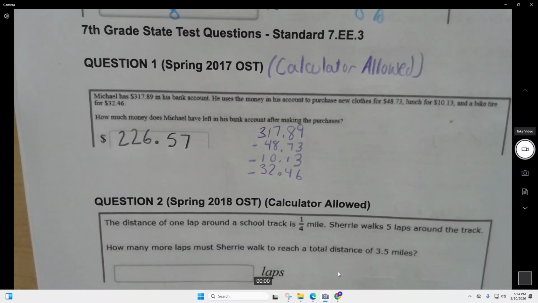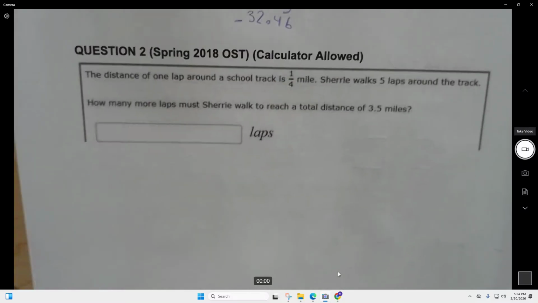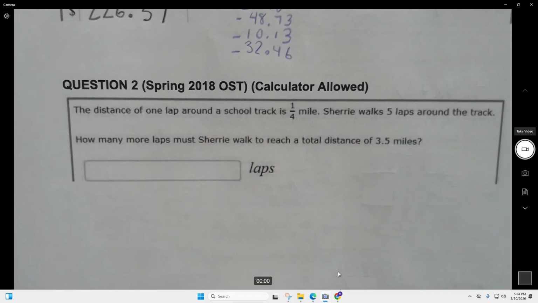All right. Question number two. From the spring 2018 OST, calculator allowed. The distance of one lap around the school track is 1/4 of a mile. Sherry walks 5 laps around the track. How many more laps must Sherry walk to reach a total distance of 3.5 miles?